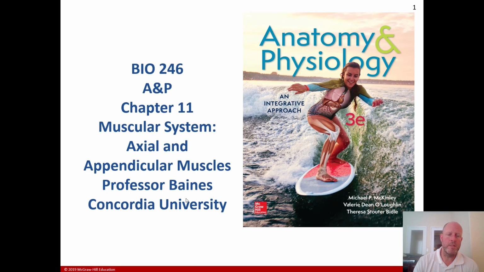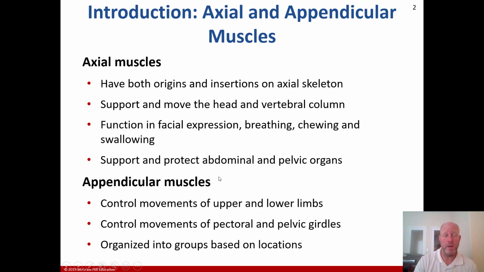Today we're going to be talking about the muscular system, specifically the axial and appendicular muscles for Chapter 11 of the Anatomy and Physiology text by McKinley, O'Loughlin, and Bidle. And we're going to start off with a little bit of review, or reminders, I should say, of what we're specifically talking about between the axial and the appendicular muscles.